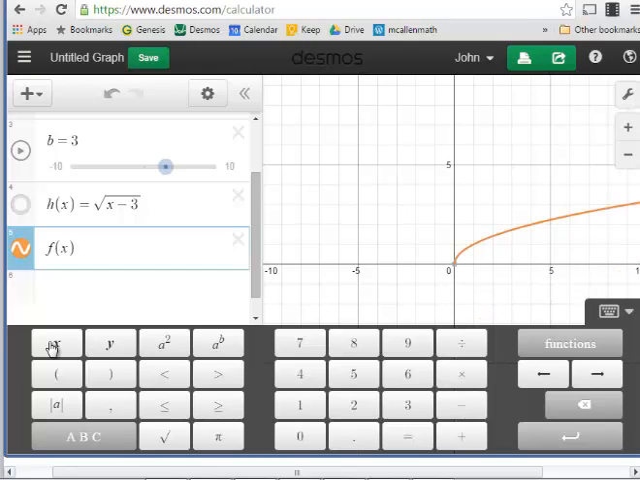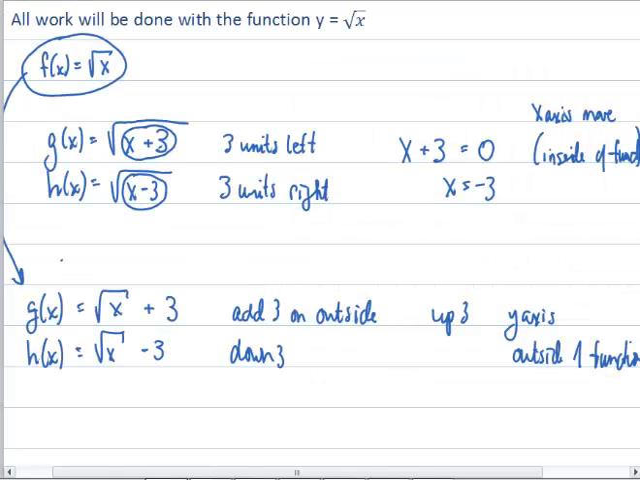Another thing is if I do two movements at the same time. Let's say I do f of x plus 3 on the inside, and I do plus 4 on the outside. It doesn't add 3 to the 4, because it has to work within the function first, move it to the left by 3, and then it moves the function up by 4. So let's take a look at our notes again.